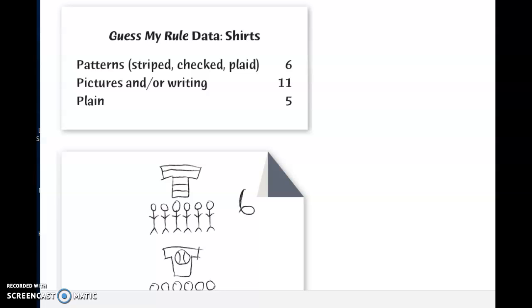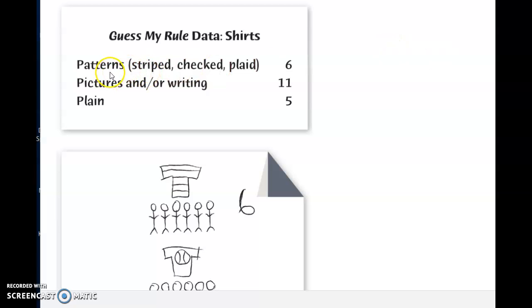So now that you've had a chance to not only make a representation of our data that we collected, but also transfer that information onto a vertical or horizontal bar graph, let's take a look at some of the ways we could have completed this activity. So we're going to interpret the information that we represented onto a bar graph. Our rule was Guess My Rule data shirts.